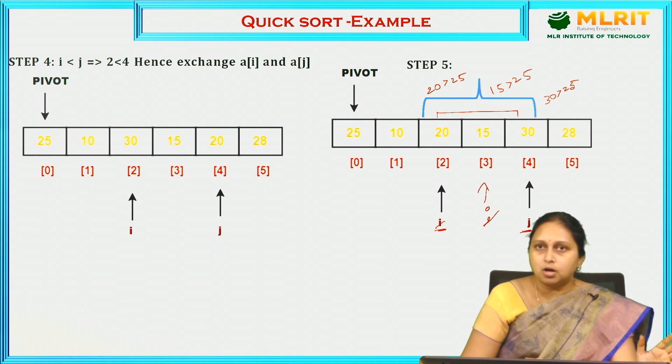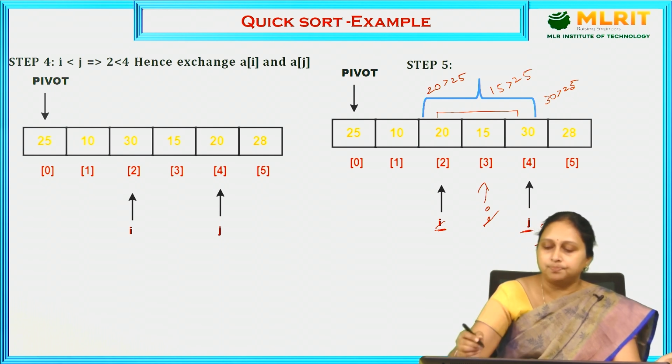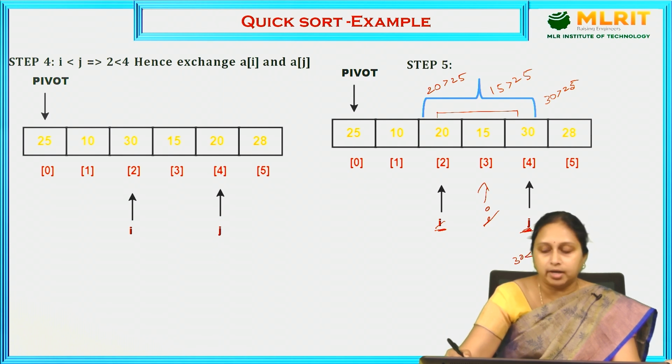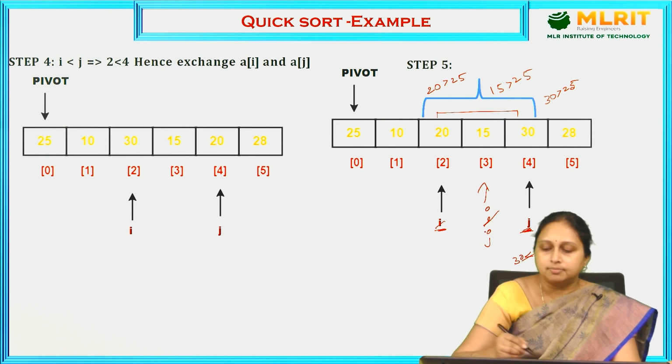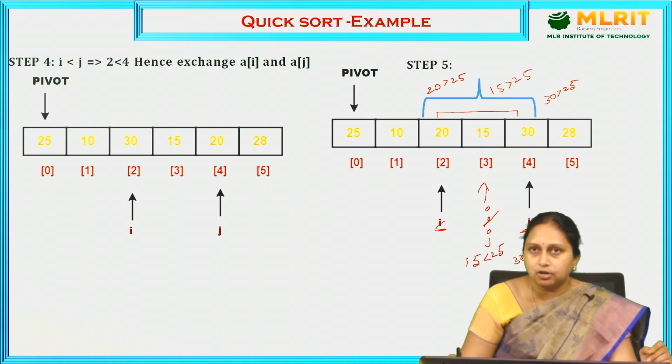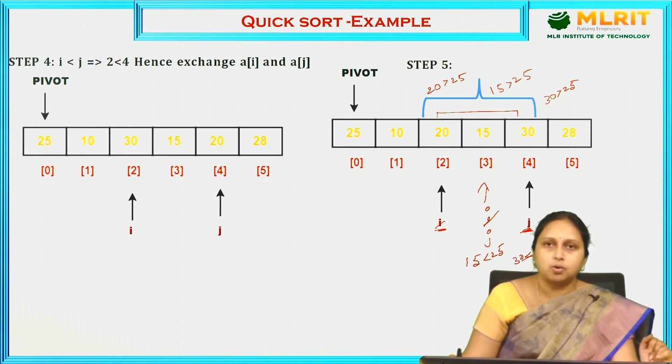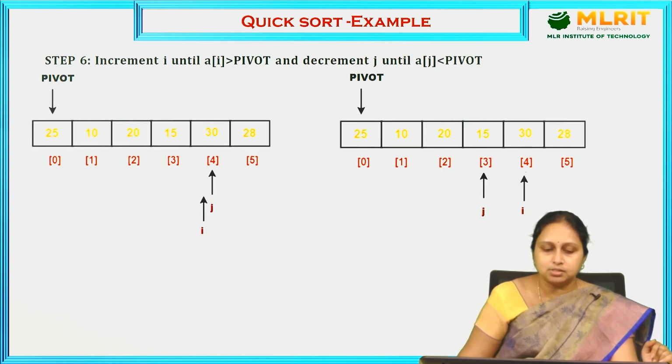Now I is stopped. Now we need to start with the J value. Now check with the J value. What is the J value? Is 30 less than 25? No. Again the condition is not true. So J will be decremented. Now, is 15 less than 25? Yes. 15 is less than 25. Now we need to stop here.